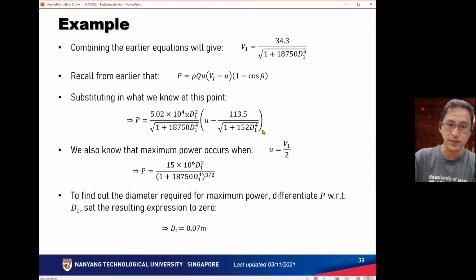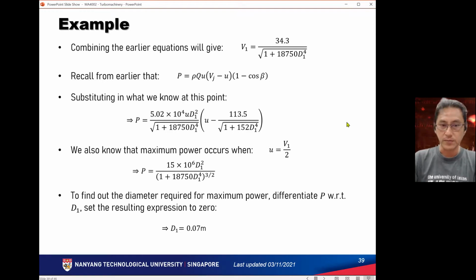Okay, so you can do the simplification such that we're going to get expressions for P in terms of U, D1, and U here again, and D1 and D1. So basically the power equation is going to be expressed in terms of U and D1. Now, thankfully, we're asked for the estimation of D1 at the maximum power output.